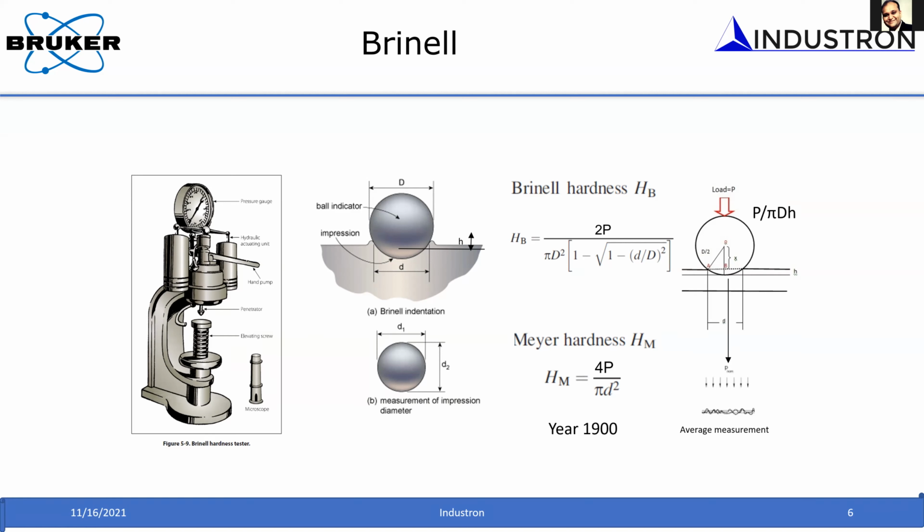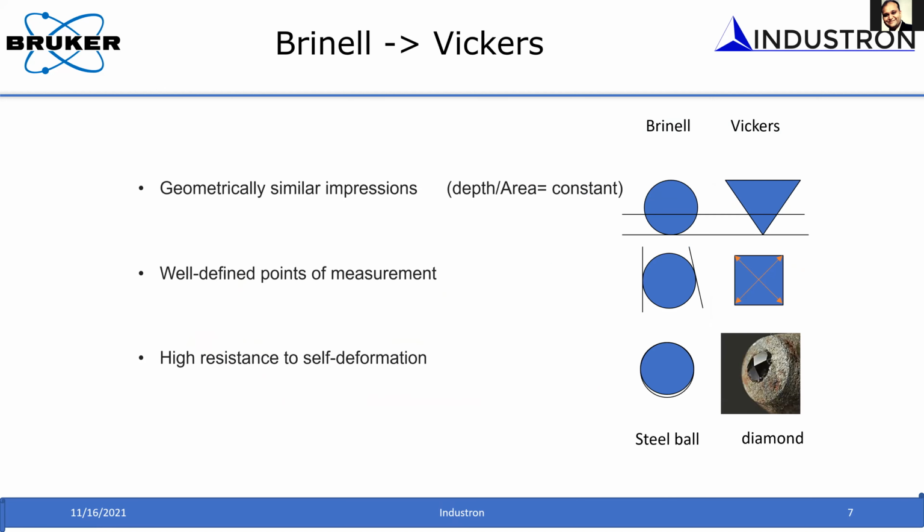Okay, so the important thing is that you need to have some kind of a ball geometry, and you apply a stress by applying a load and measure the impression that you create carefully. When you measure the impression, for example, you measure the diameter in two perpendicular directions, and from that you calculate the diameter of that impression.